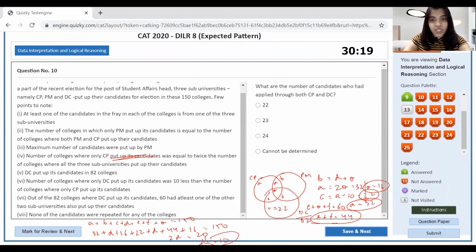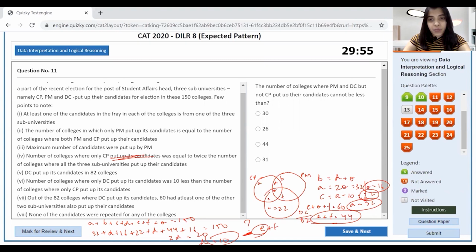Who had applied through both CP and DC. They're asking us CP and DC. Right. So they're asking us for E and O. E plus O. Now, guys, we have tried every equation here. We know E plus F, but do we know E separately? We don't know E separately. So the answer will be cannot be determined.